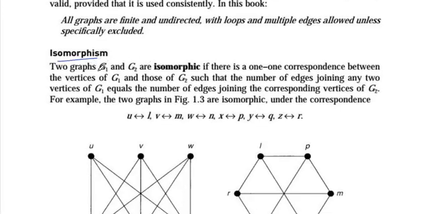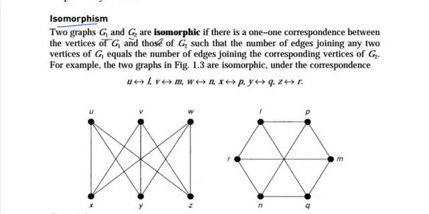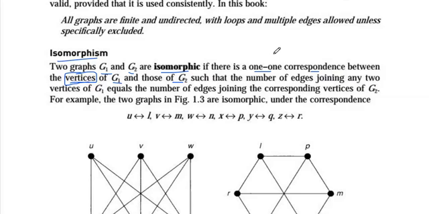Next, isomorphism. Two graphs G1 and G2 are isomorphic if there is a one-to-one correspondence between the vertices of G1 and those of G2. We all know what a one-to-one function is; last semester I think we discussed one-to-one functions, one-to-many functions, and many-to-many functions. So these two graphs are isomorphic if there is a one-to-one correspondence.